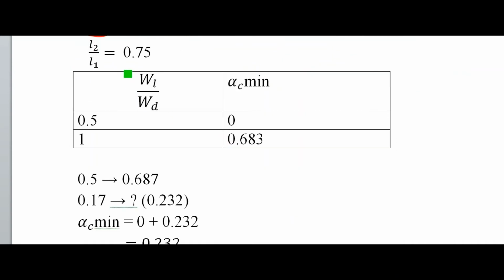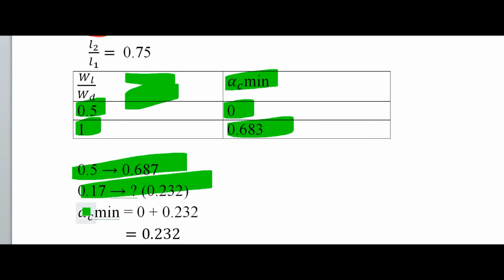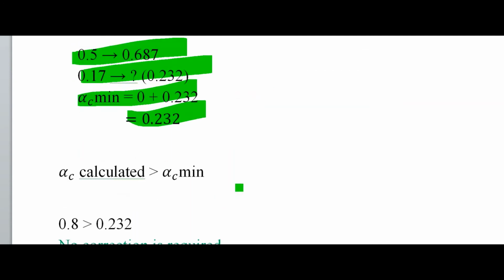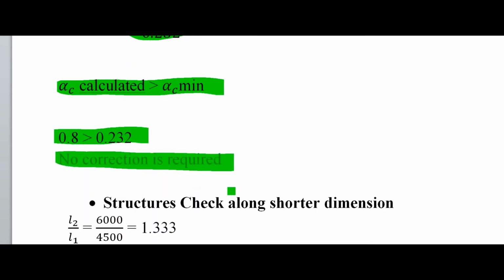Okay, live load dead load ratio 0.5, 1, alpha C minimum 0, 0.63, 0.5 difference. So alpha C minimum is 0.233, and alpha C calculated is more than alpha C minimum. So no correction is required for the longer dimension, because the alpha C we calculated earlier is greater than alpha C minimum, which is required. So here it is safe.